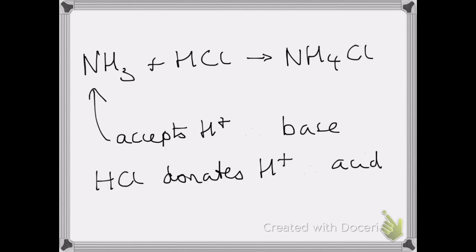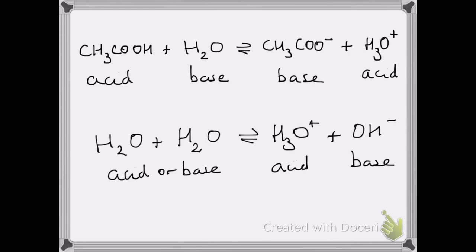So if we have a look at this reaction, NH3 plus HCl goes to NH4Cl. The ammonia, the NH3, has actually accepted an H+ to form an NH4+ ion. Therefore, the ammonia, accepting an H+, acts as a base. HCl has lost or donated an H+ to form Cl- ions, so the HCl is acting as an acid.